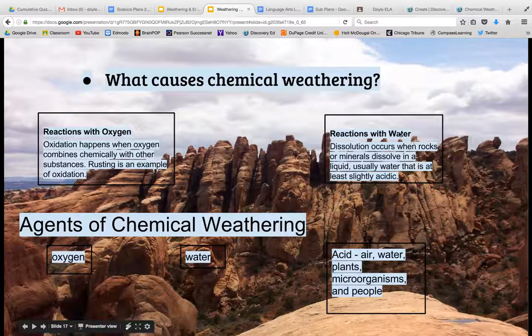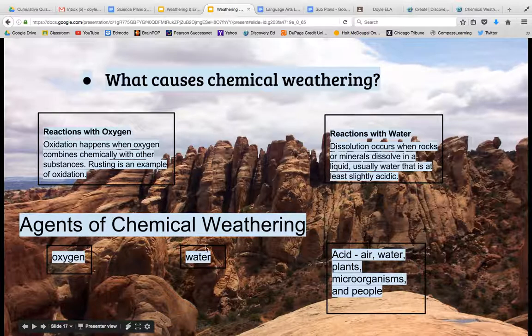It could also happen with water. Dissolution occurs when rocks or minerals dissolve in a liquid, usually water that is at least slightly acidic. So water picks up acid from the soil, or water picks up acid from the air. It's not like purified water. So the water that's in a stream or comes down from rainwater has acid in it, and that acid, it could just be a very slight acid, but it'll chemically weather a rock.